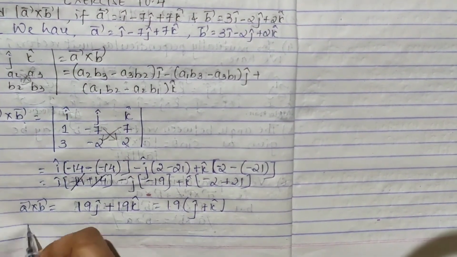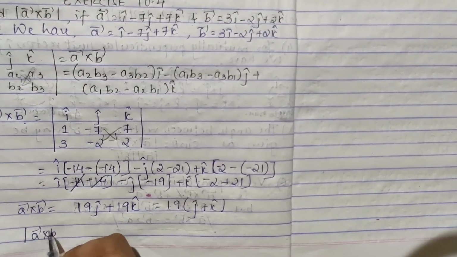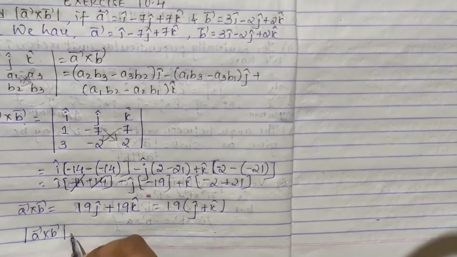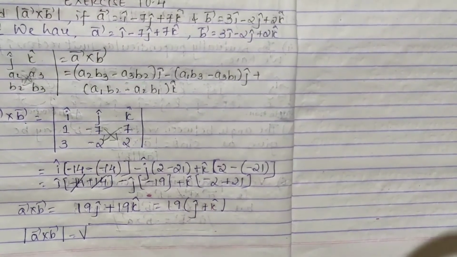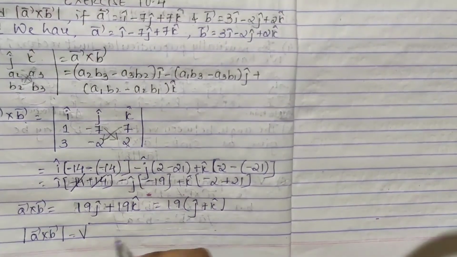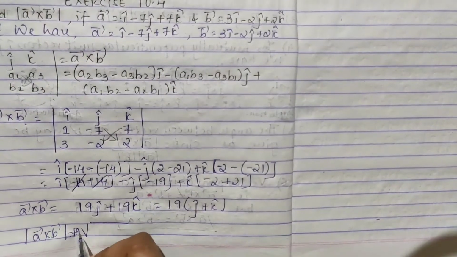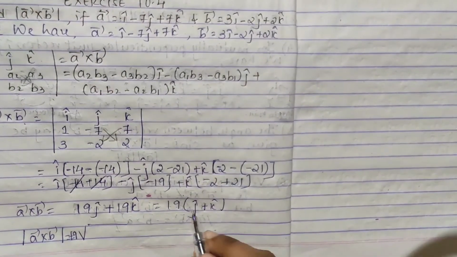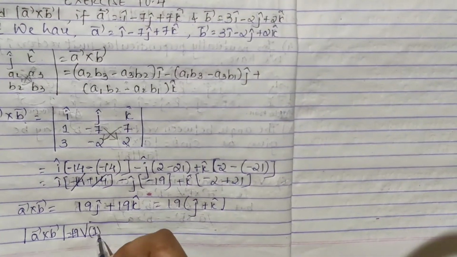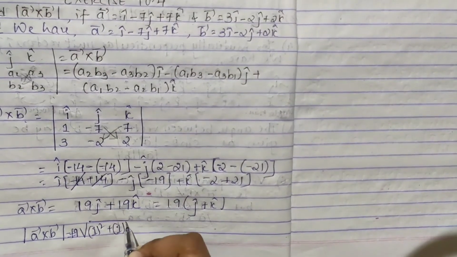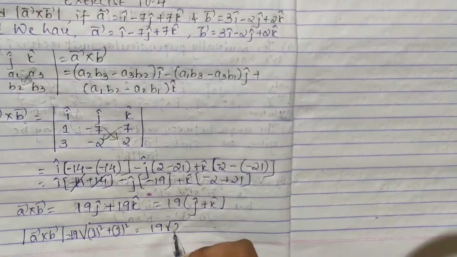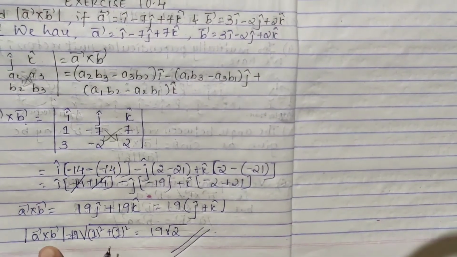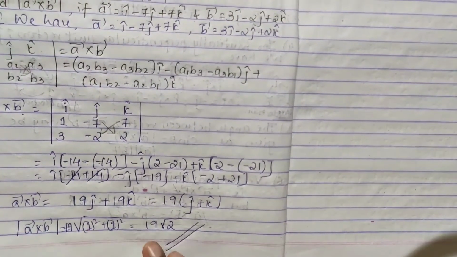They have asked the modulus of vector A cross vector B, and modulus means square root, right? Square root of your x square plus y square. Here you see 19 is there, so keep your 19 outside. The J component is 1 square plus K also is 1 square. So keep your 19 as it is, and 1 plus 1 is 2. So the modulus of vector A cross vector B is 19 root 2.